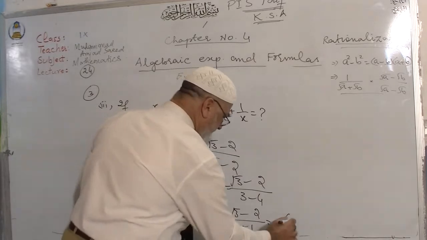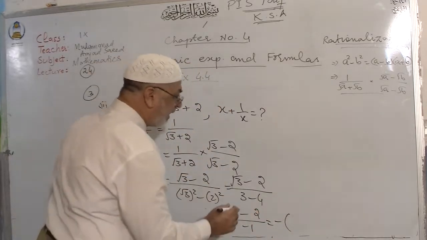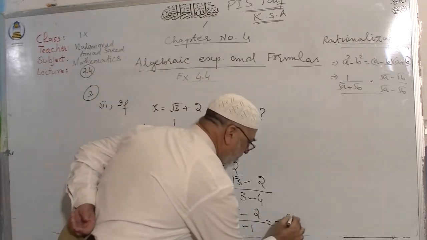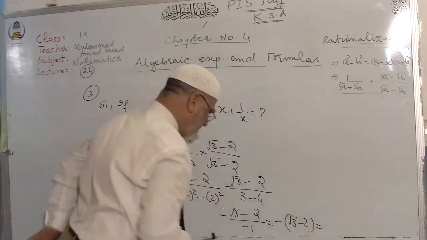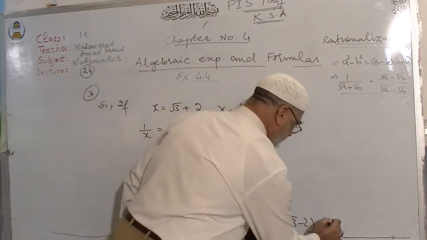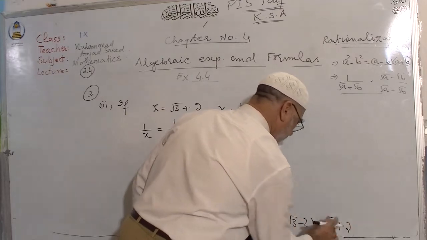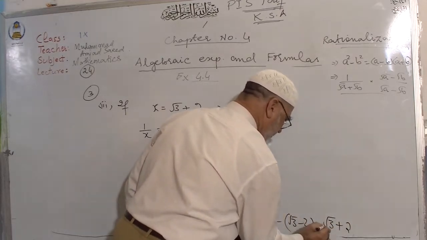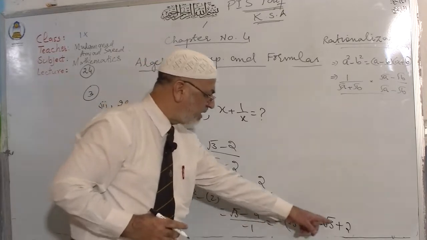Now you can take minus here like the previous part. 3 under root minus 2. Open up the bracket, there will be a change of sign. This is minus 3 under root, and minus minus plus.